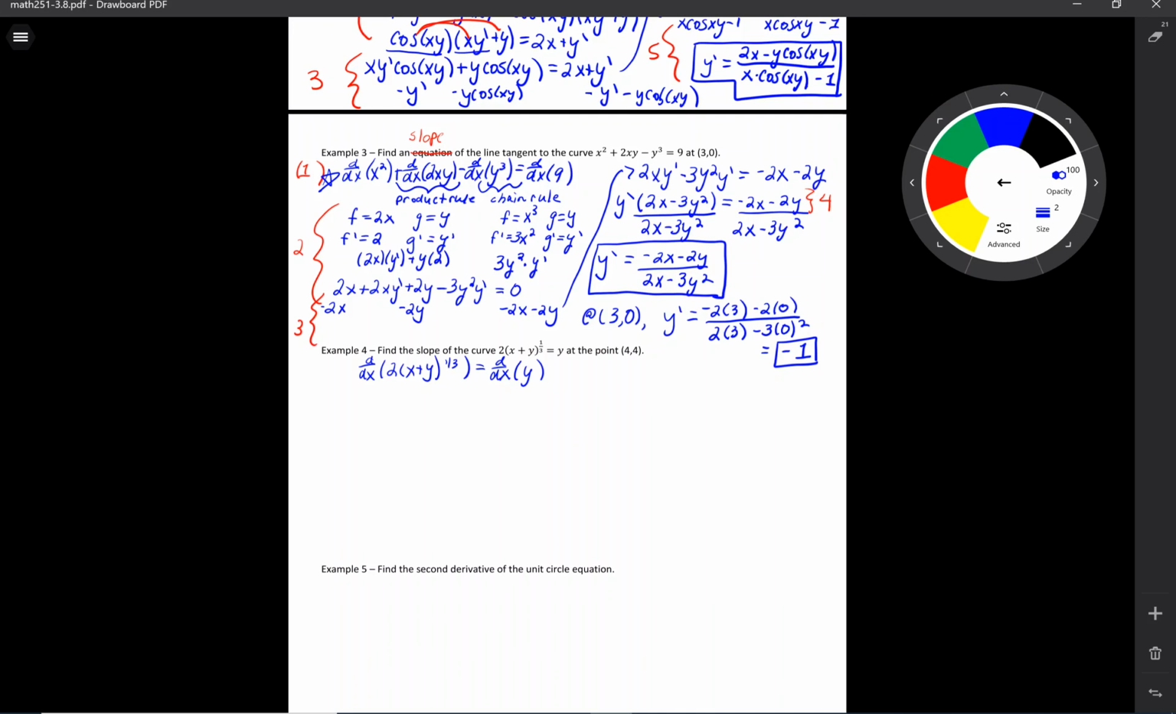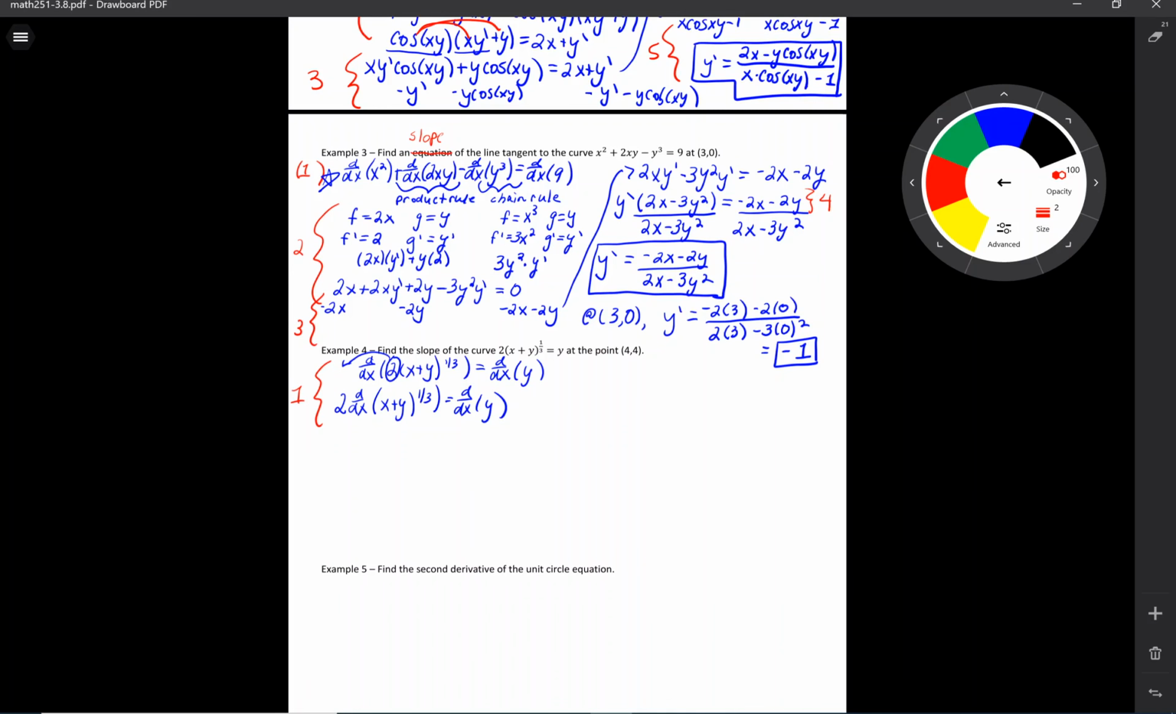And actually, first, just for simplicity's sake, I'm going to bring this 2 out in front. That's the constant multiple rule. So I can take 2 times the derivative of (x plus y) to the power of 1/3 equals the derivative of y. That's step 1, taking the derivative with respect to x of both sides.